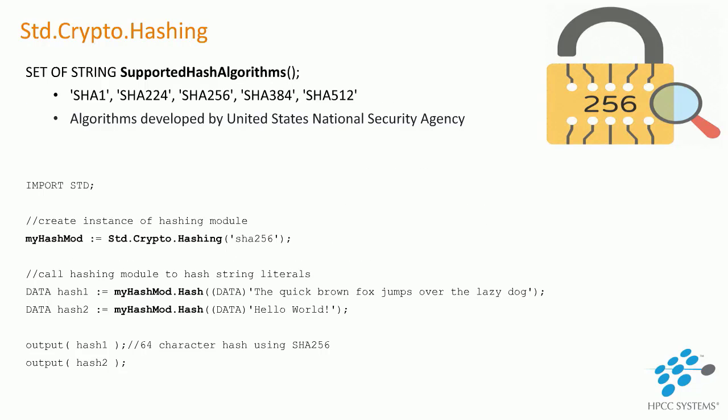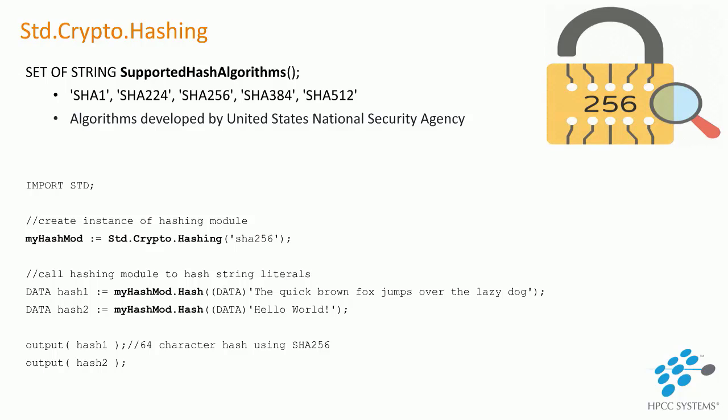So what we have here is a sample of ECL actually using the new cryptographic library. At the top you'll see, and this is a common pattern you'll see throughout the library, there's a method you can call, supported hash algorithms, that's going to return to you the names in a set of strings of all the algorithms that we support. At this time, the 5 there are listed that we support. These are trusted algorithms developed by the United States National Security Agency. Probably SHA-256 is the most common one that I've seen in my experience.